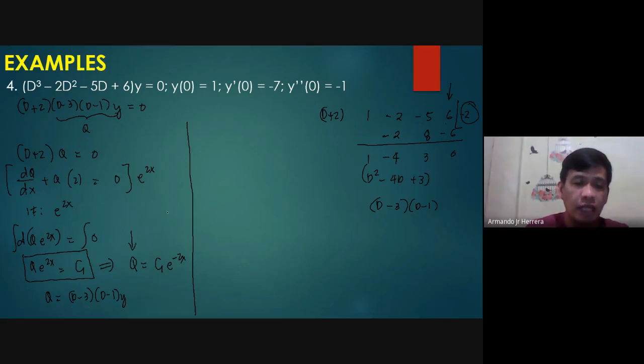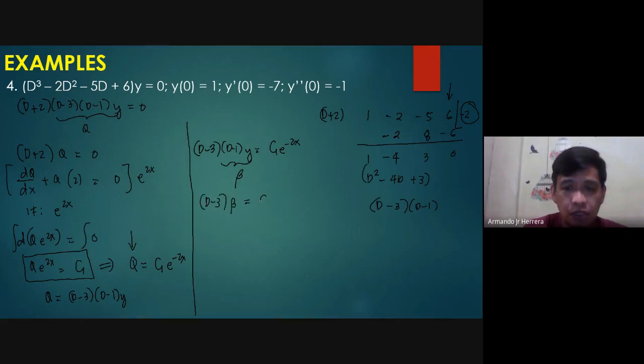So substituting it here, it becomes (D minus 3)(D minus 1)y is equal to c1 e to the minus 2x. Then we can let this be a single variable, say beta. So that gives us (D minus 3) beta equals c1 e to the minus 2x, because you let beta be equal to (D minus 1)y. So that's d beta dx plus beta times negative 3 is equal to c1 e to the minus 2x.